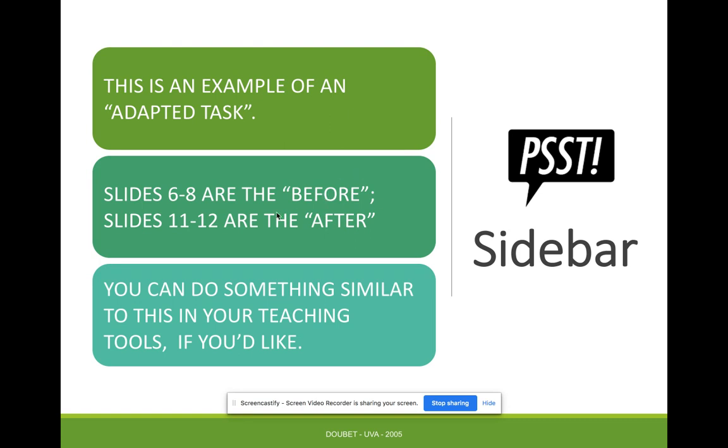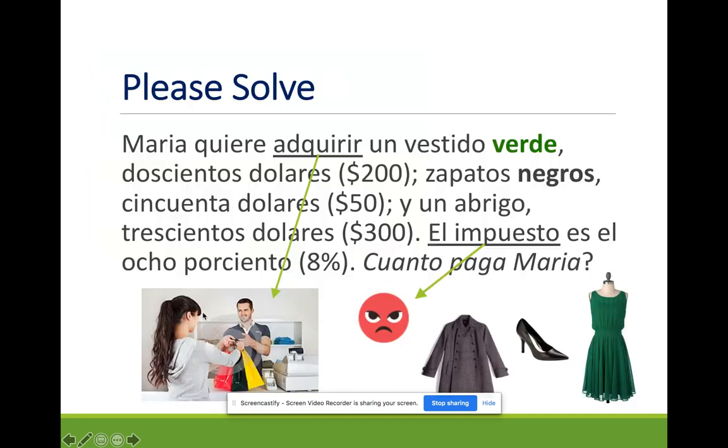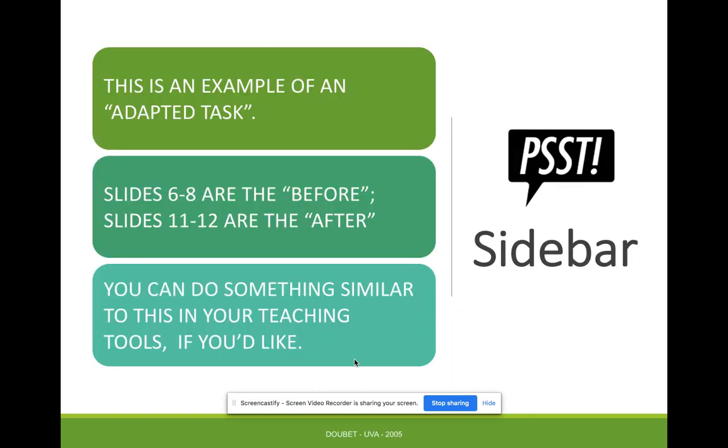When we revamp it and do an adapted task, then we add pictures in context. We do some bolding. We have arrows. We give clues that would help us figure out what important words are. And that is an adapted task. So that's something that you can do similar to this in your teaching tool if you'd like. If you're doing an adapted set of directions, you wouldn't have to. But this is just an example of what I mean by an adapted task.